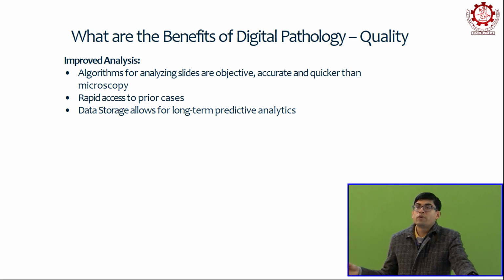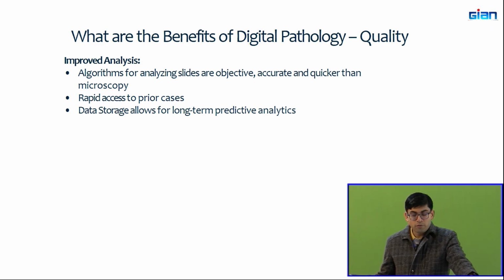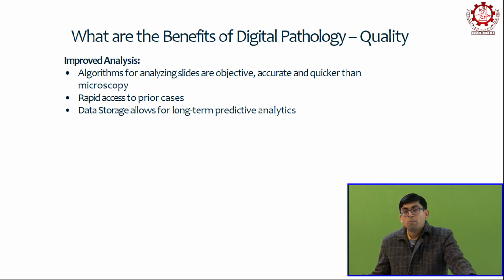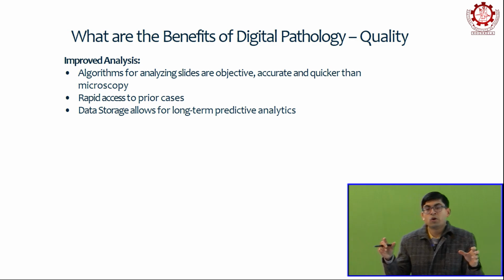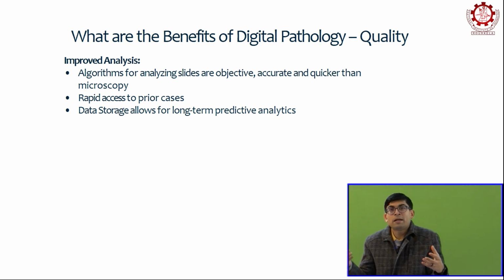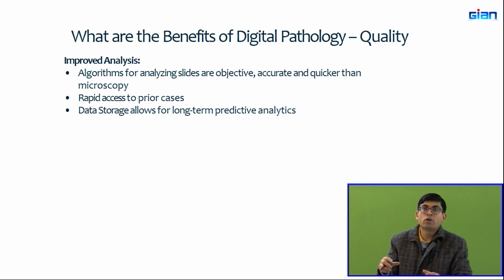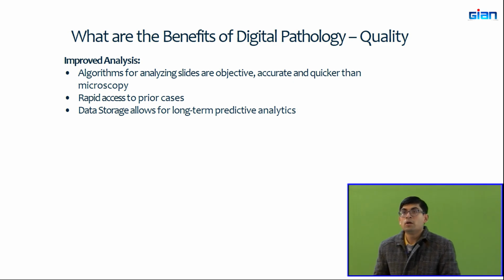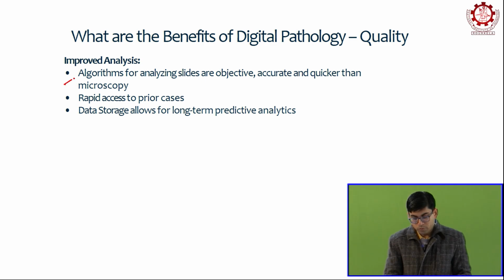So one of the first benefits of digital pathology is quality. There are algorithms for analyzing slides, and these are objective, accurate, and quicker than microscopy. So imagine a pathologist has to look at a slide under the microscope, they would take some time. But if you can actually digitize it, instead of spending time on getting the slide, mounting it on your microscope, and trying to move it, everything can be done with the click of a mouse, right?